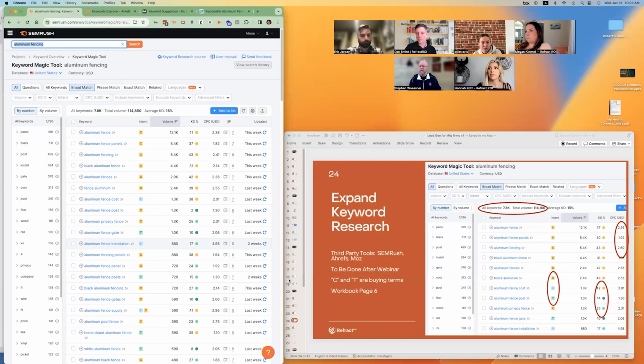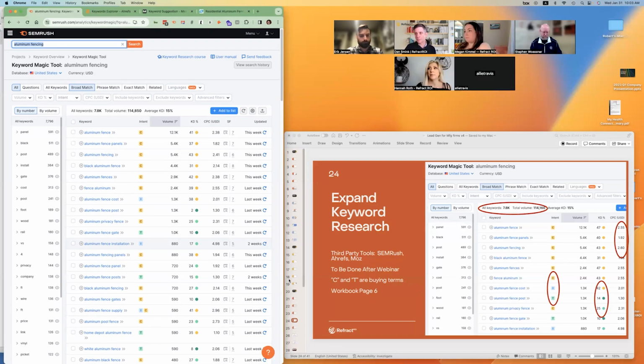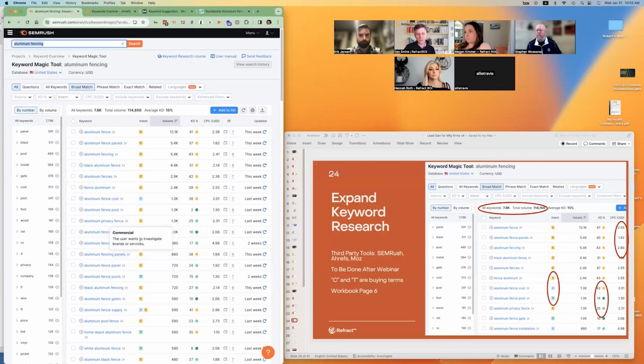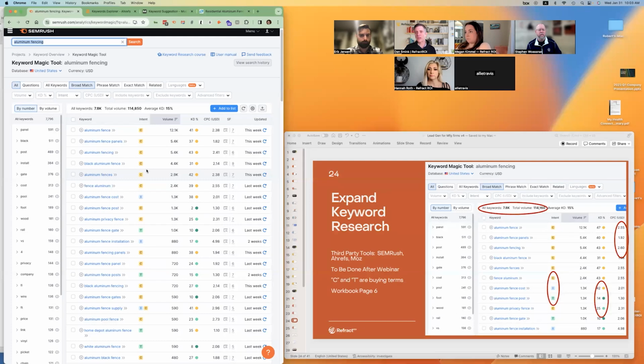Hey, Dan, we do have a question in the chat talking about the difference between C keywords and T keywords. Right. So C is commercial, and T is transactional, I is informational. So C's and T's are basically the buying terms. The I's are the research terms.